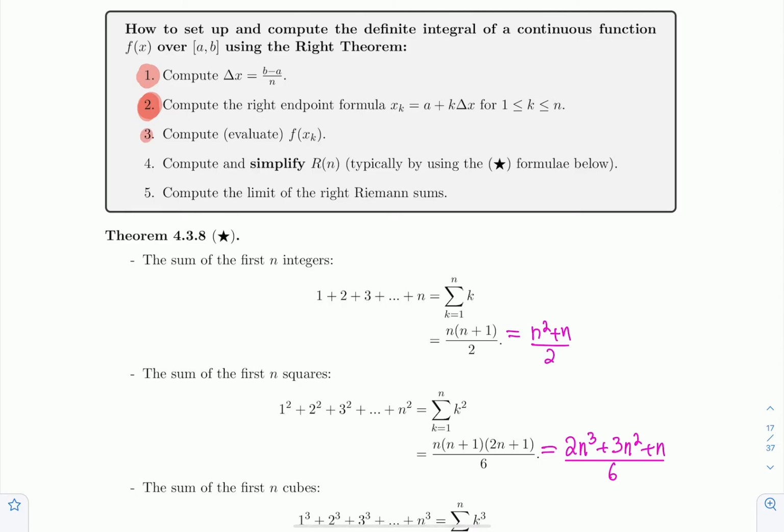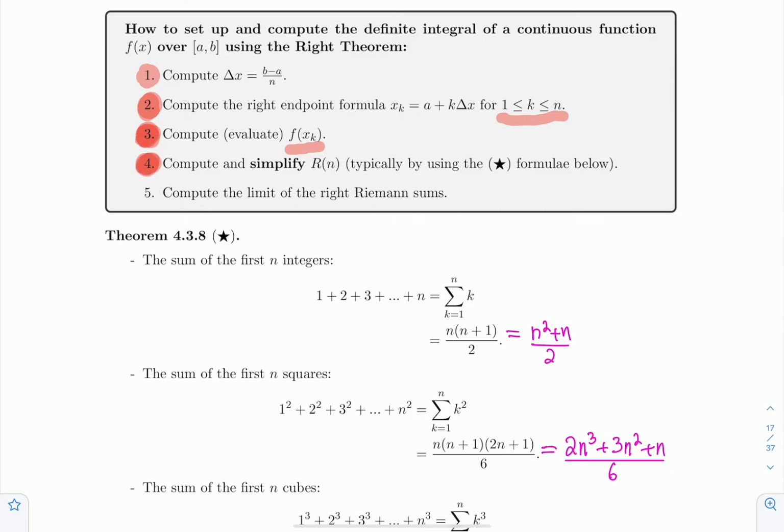Then, if you want to compute a Riemann sum, you need the base. Of course, the bases are delta x, but what about the height? The heights are just the values of the function at the right endpoint. So f of xk is the height of the kth rectangle from the first one to the last one. And then what you do is you compute the sum of the areas of all those rectangles from 1 to n.